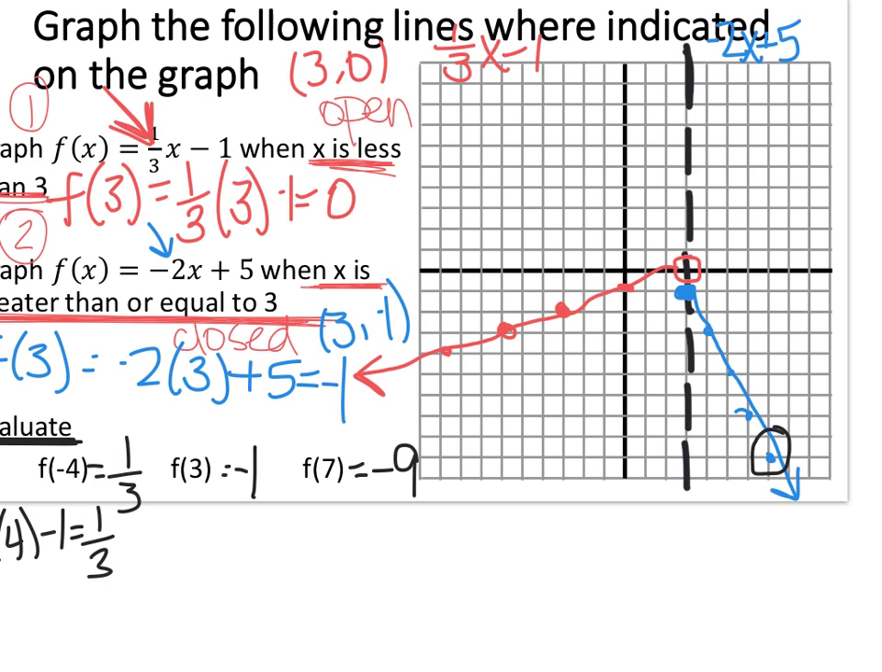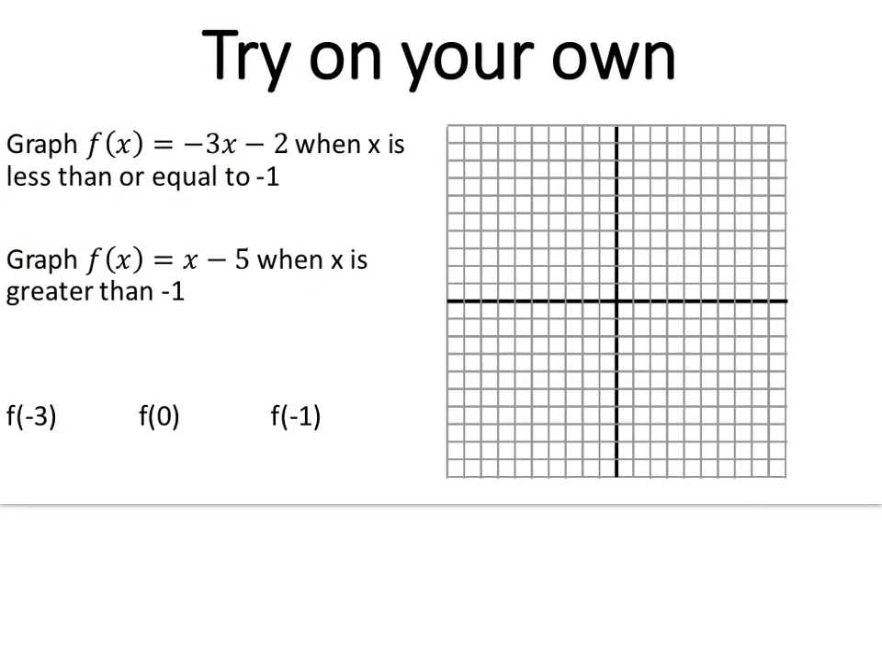So that's all I wanted you guys to do this first day with piecewise functions. So again, if you look on this last slide, you have your try-your-own problem. I again gave you 2 different equations, asked you to graph them at x equals negative 1, and then evaluate given 3 different points. Good luck.